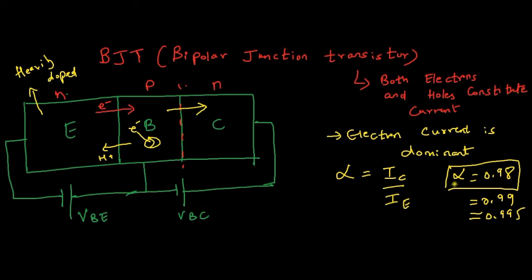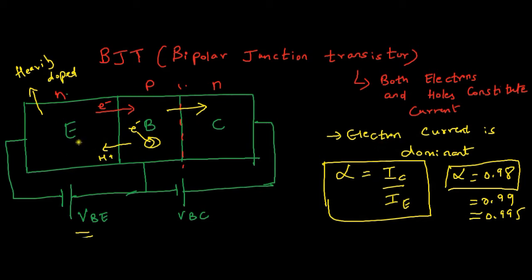What I wanted to say is that a large number of electrons diffuse towards the collector. The collector will collect most of the electrons injected by the emitter. So this is the definition: alpha is nothing but the ratio of IC upon IE. If alpha is 1, then IC is equal to IE.